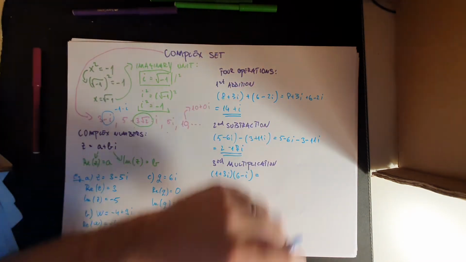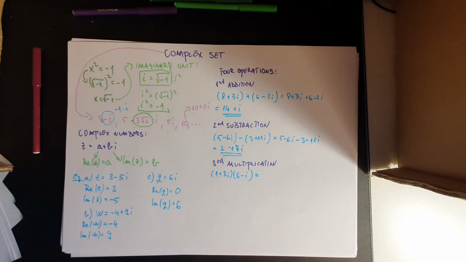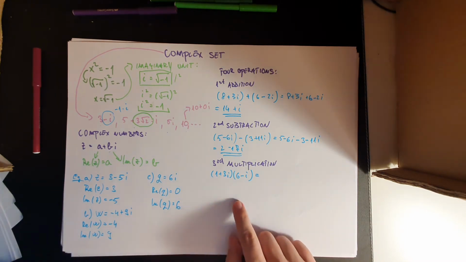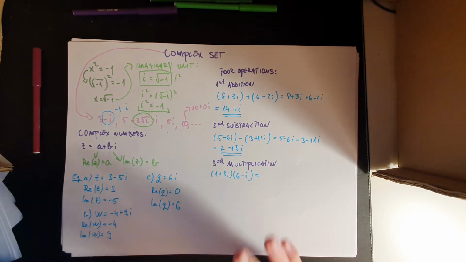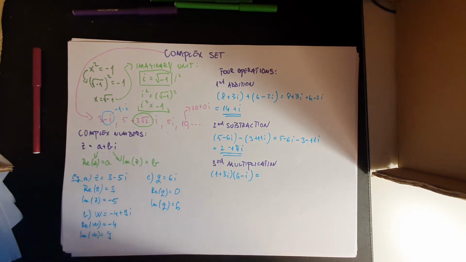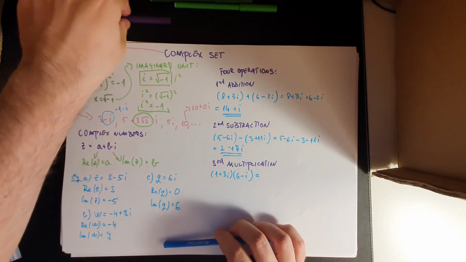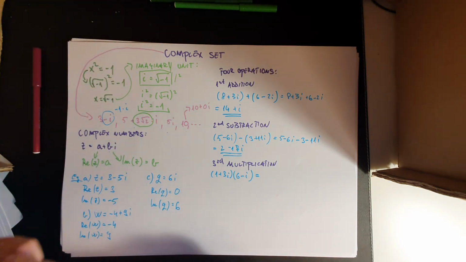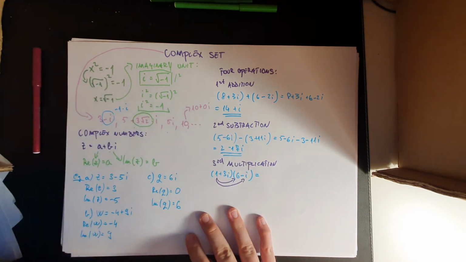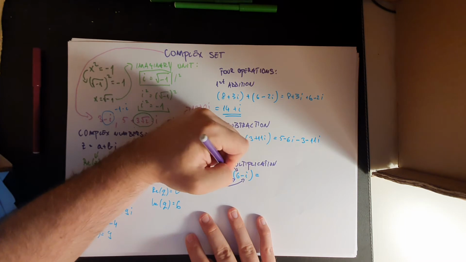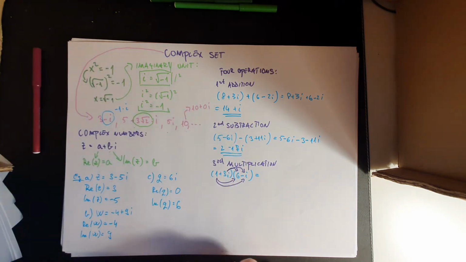And this is something that I've noticed with many students in general, that they don't know how to multiply. We multiply with the simplest principle we can, and that is multiply everything with everything. Now what I like to add in all of this is who I'm actually multiplying with whom. 1 with 6, 1 with minus i, 3i with 6, and 3i with minus i.